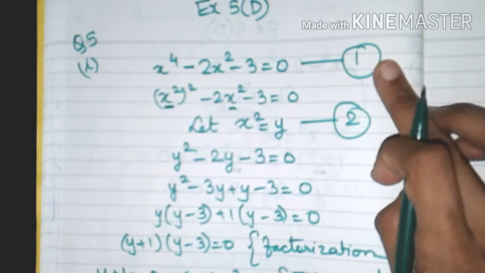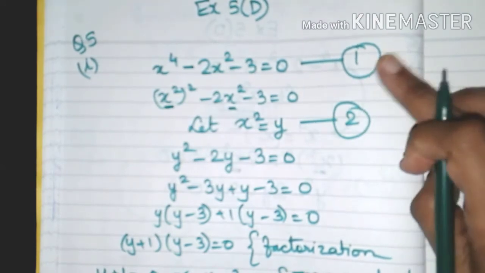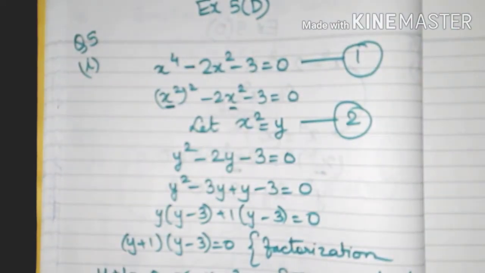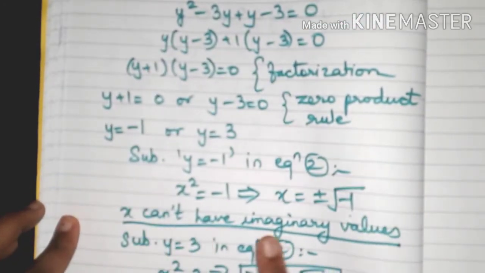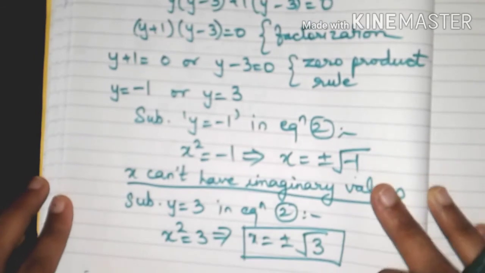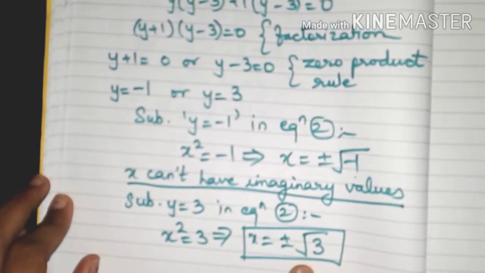Friends, actually the power of this equation is 4. So we were expecting 4 values of x at the maximum. But because two values of x became imaginary, we were left finally with only two values of x. So this is the final answer.